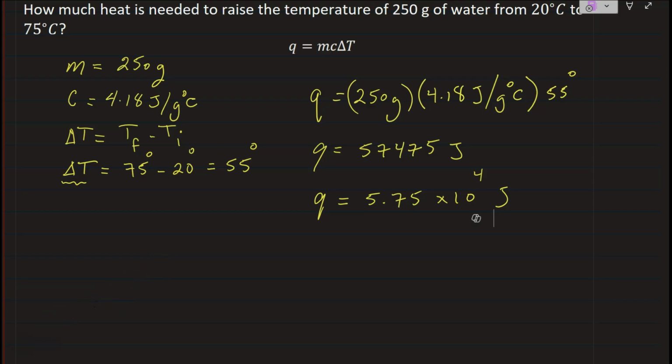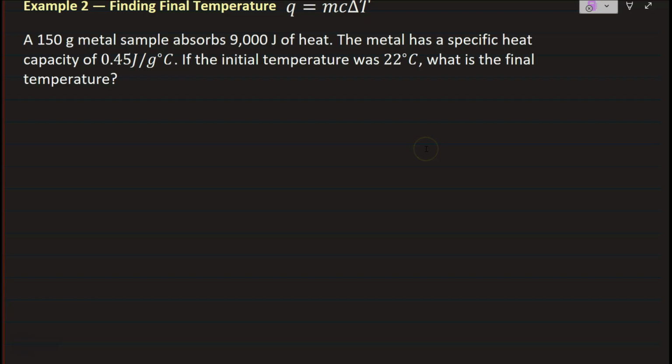Okay, next question. Here's example 2, finding the final temperature. We have the formula again. A 150 gram metal sample absorbs 9,000 joules of heat. The metal has a specific heat capacity of 0.45 joules per gram times Celsius. If the initial temperature was 22 degrees Celsius, what is the final temperature?